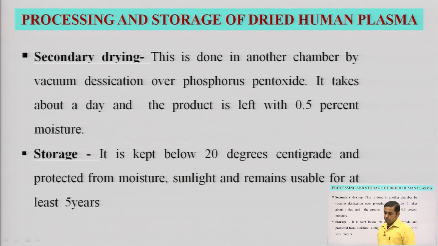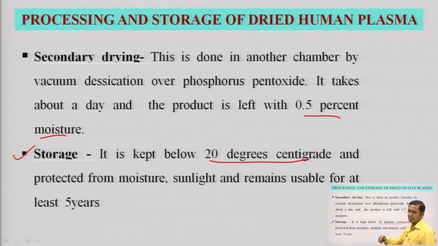In secondary drying, it is done in another chamber, by vacuum desiccator over phosphorus pentoxide. It takes about a day and the product is left with 0.5% moisture. Then for storage, it should be kept at 20 degrees centigrade. We have seen in earlier slides that 20 degrees centigrade is the appropriate temperature at which you can store it.